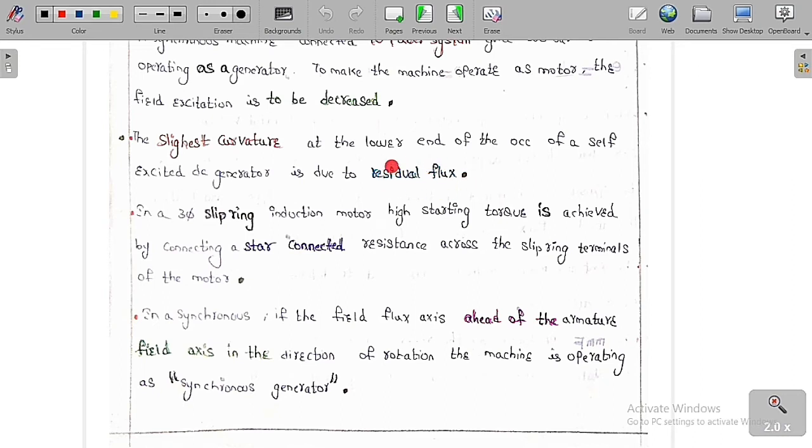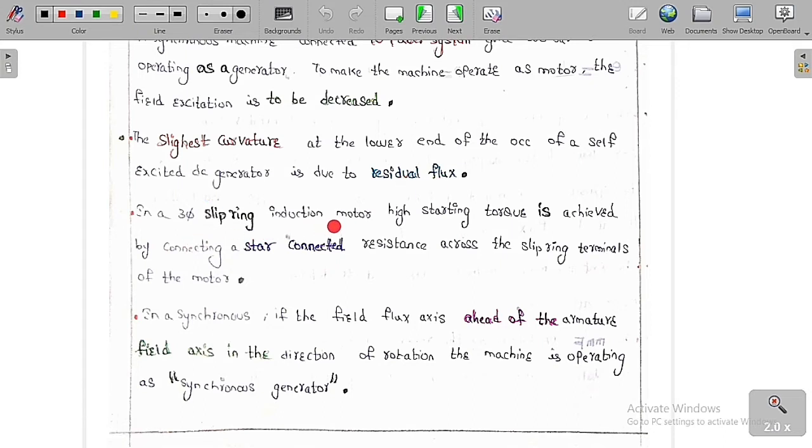So if there is no residual flux, there will be no increase or buildup of voltage. If residual flux is absent, no buildup of voltage. If it is present, then only buildup of voltage will happen. So the slight curvature at the lower end of the OCC of a self-excited DC generator is due to residual flux.